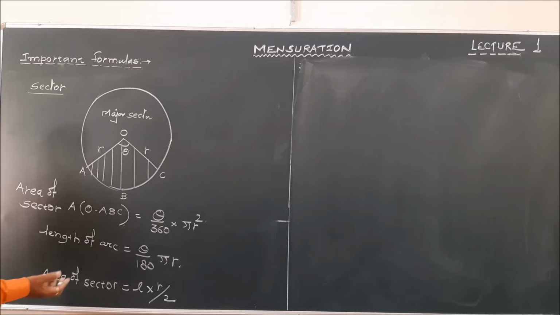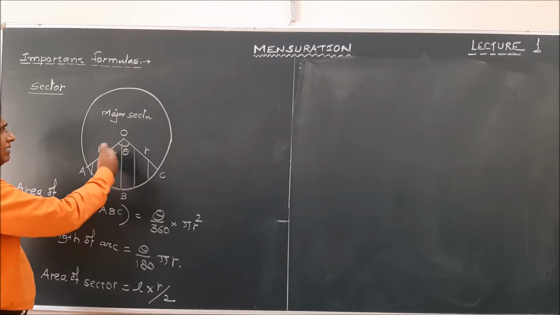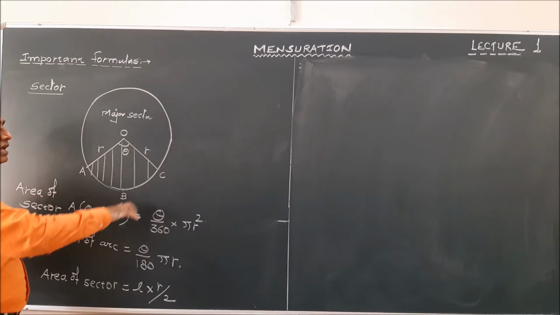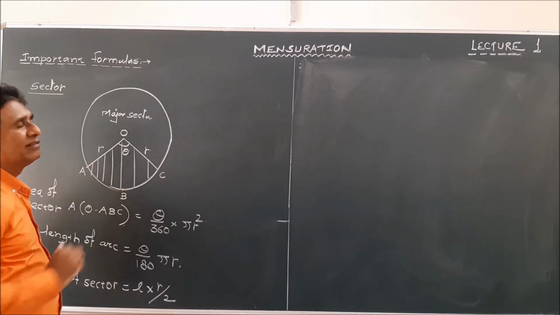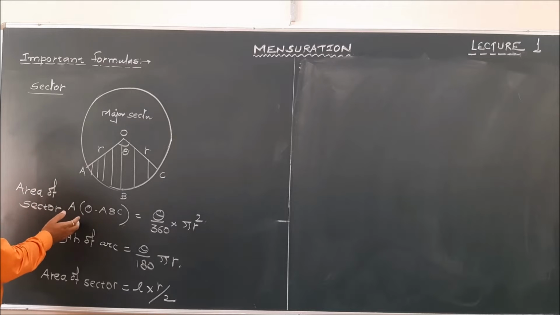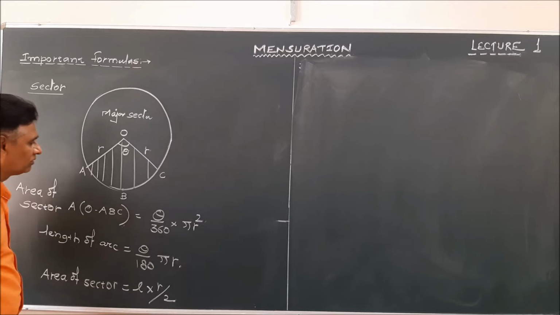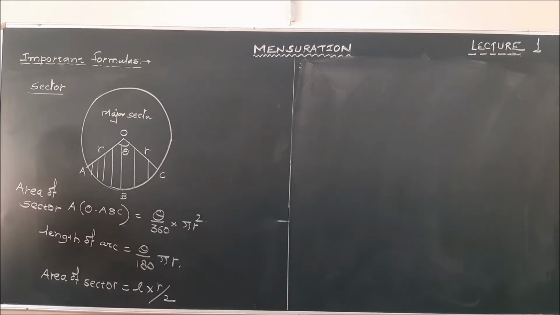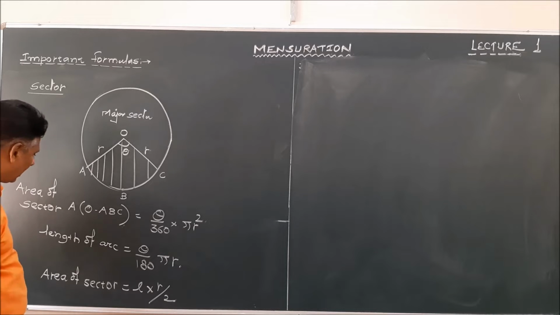Now you will find that sometimes they give you the area of minor sector, they will give you the area of circle. You can easily find out the area of major sector. So these are the formulas. Area of sector AOA dash is theta upon 360 pi r square. Length of arc is theta upon 180 into pi r.